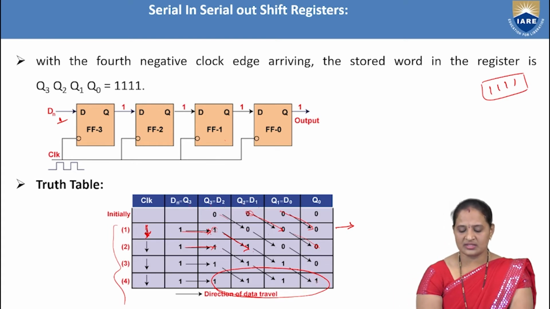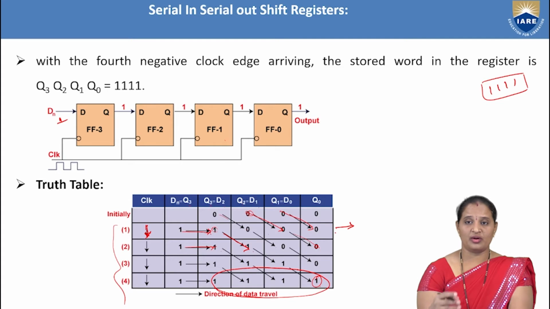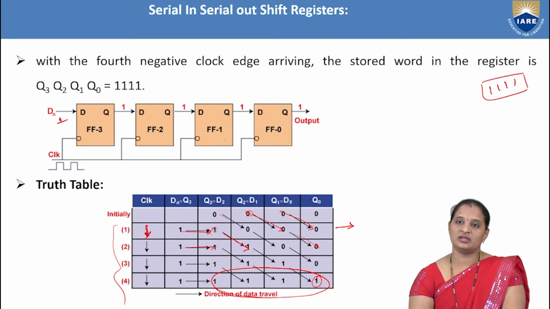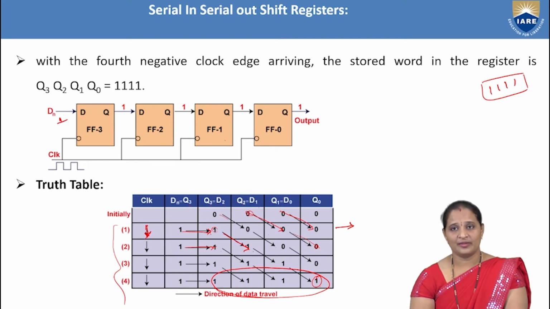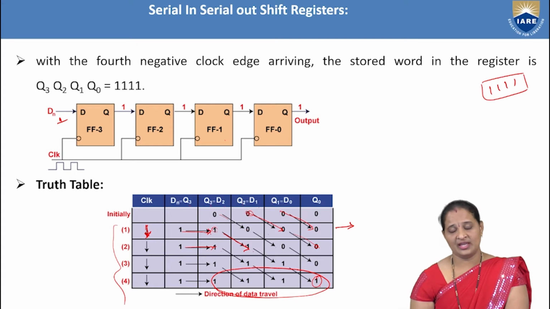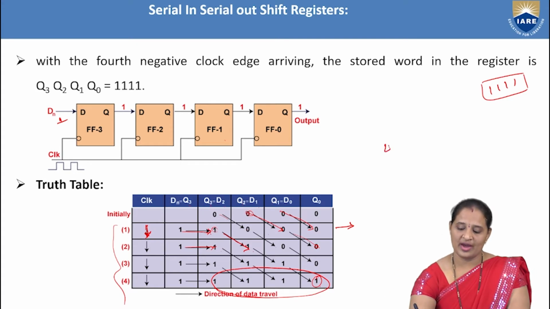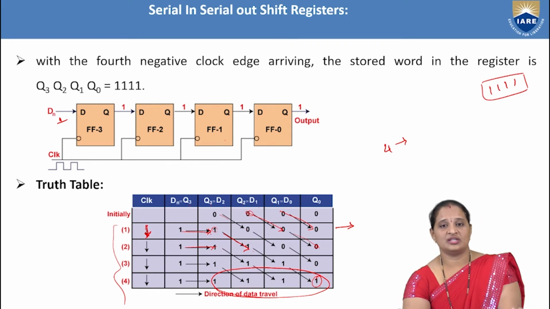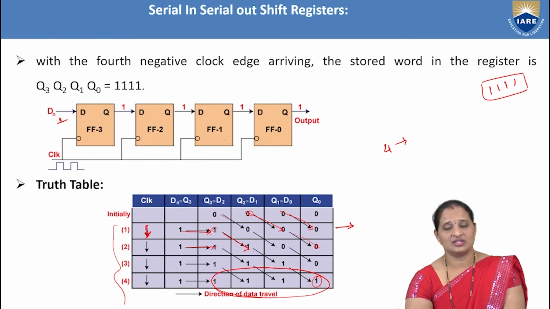Once we have loaded this, now the output is 0. 4 clock pulses are required for loading the 4 bits of data. In order to read the data, it is also done serially, bit by bit. So we cannot read the outputs of all the flip-flops at a time. We have to read them serially, bit by bit. So again, we require 4 more clock pulses to read the data bit by bit from the register, which is operating in serial in, serial out mode.